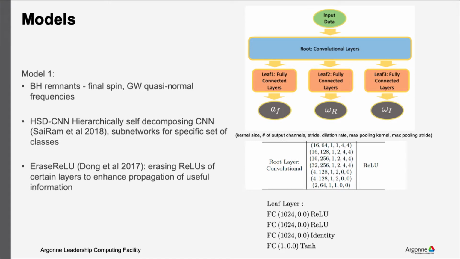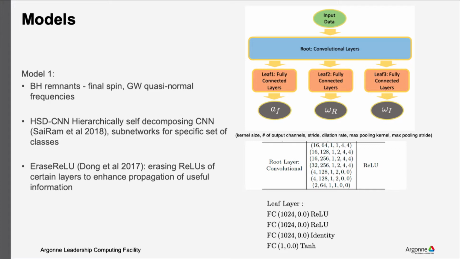So let me just show you what the network looks like itself, because there are some interesting features here. What's being used are convolutional layers. This network is deconstructed into what's called a hierarchical self-decomposing CNN. You use the convolutional layers as a feature extractor called the root layers. The output from these root layers is then passed into what are called leaf layers, which can be used to identify each of the regression parameters that you're trying to get at, so the final spin and the quasi-normal frequencies. And the leaf layers are just made up of fully connected layers.